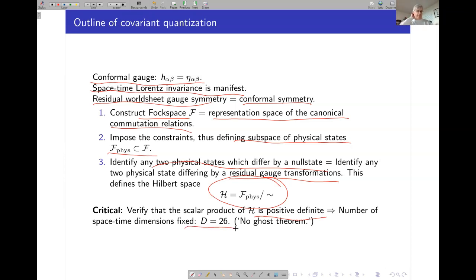And we will also see that there is a certain shift in the ground state energy, a Casimir effect, which has to take a particular value in order for this to work. This is called the no-ghost theorem. A ghost refers to an unwanted state of negative norm, which would destroy the unitarity of my theory.